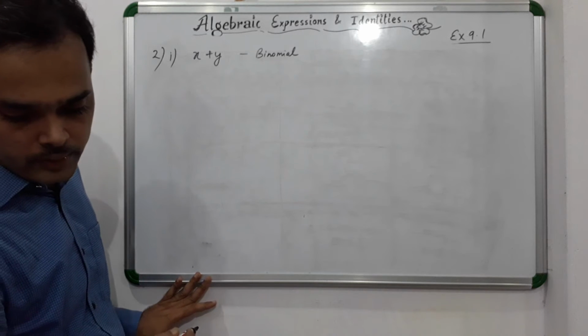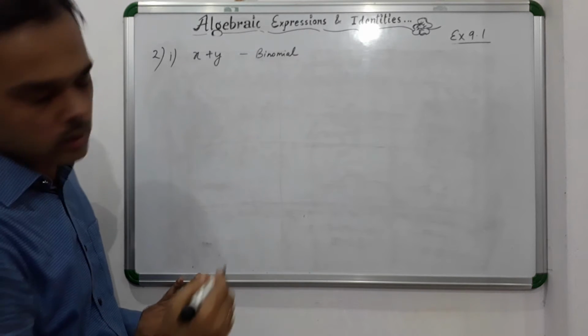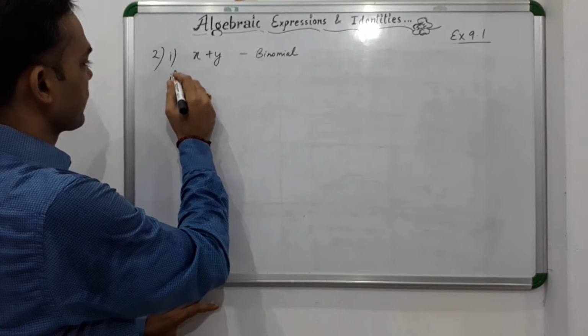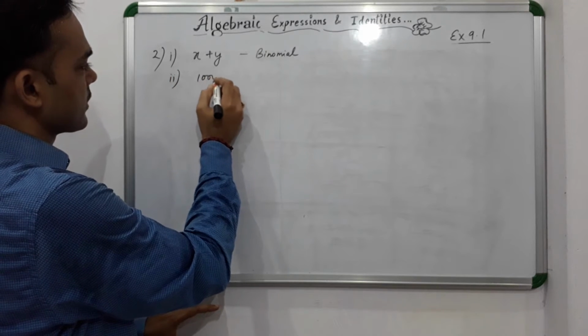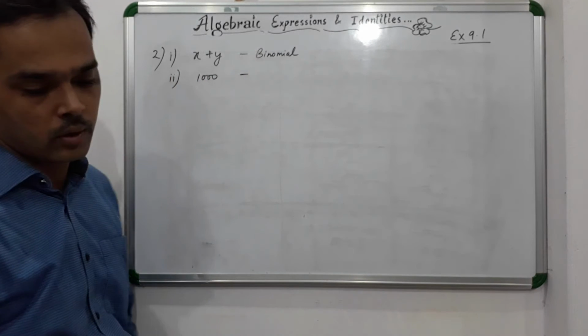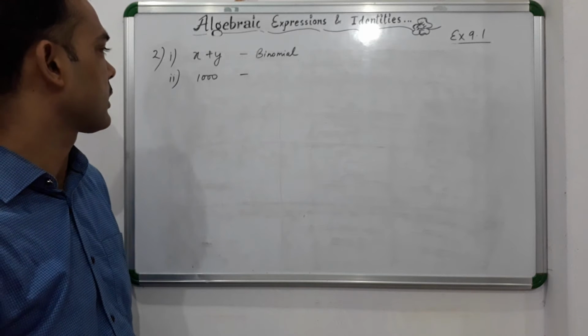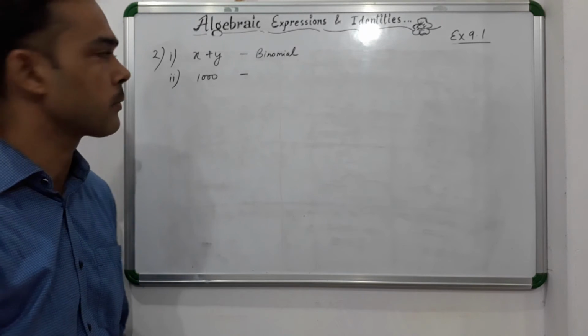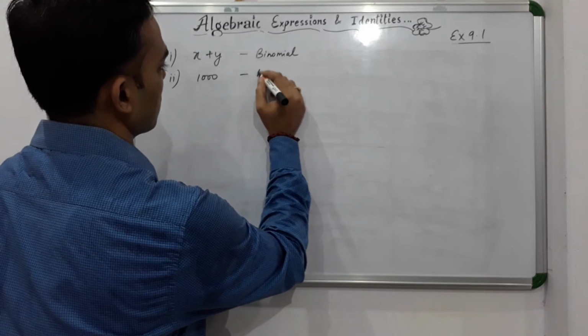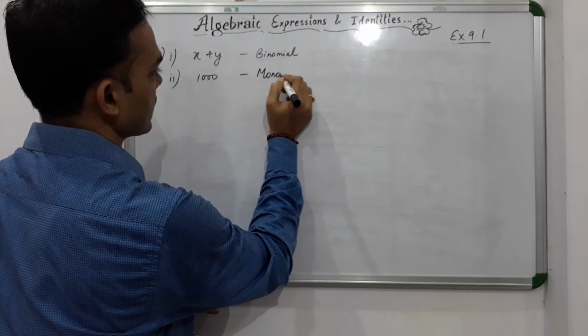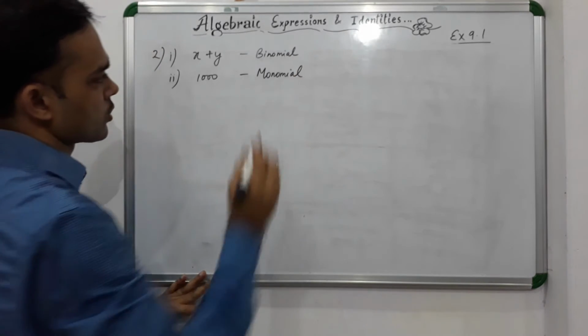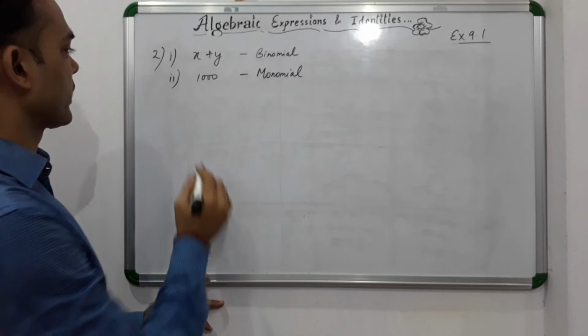Now after this, let's move on to the second part. In the second part, it is written 1000. And 1000 is having only one term, that is why it is monomial. Mono means one. So this is monomial.